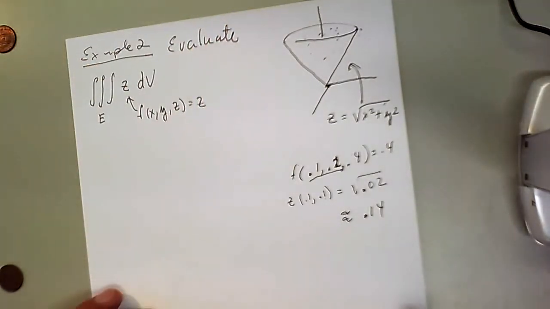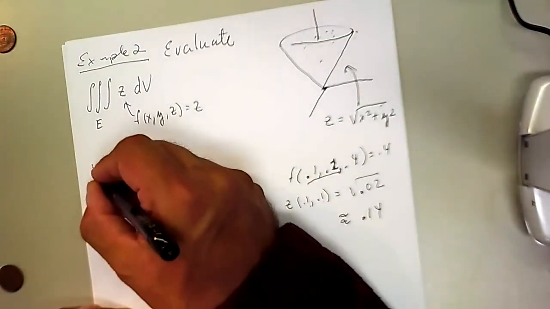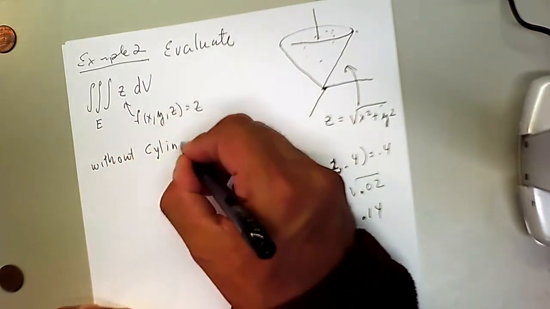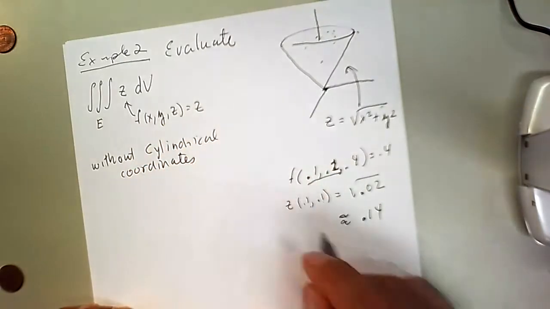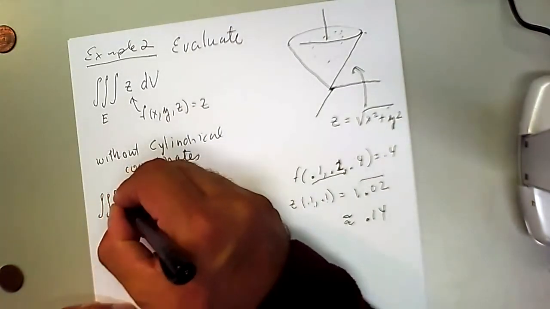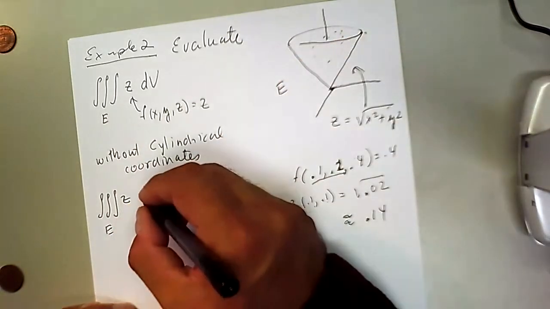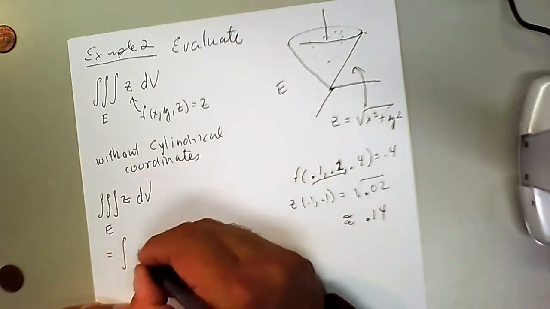We're going to do it straight without changing the variable into cylindrical coordinates, and then we're going to do it with cylindrical coordinates. So without cylindrical coordinates, all right, the triple integral of z over E, so the inside of this is going to be E, with respect to the volume, is the triple integral.